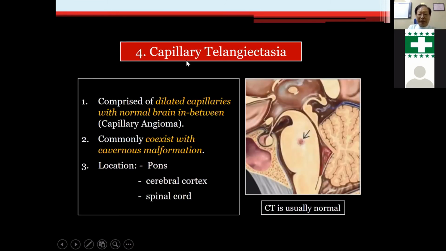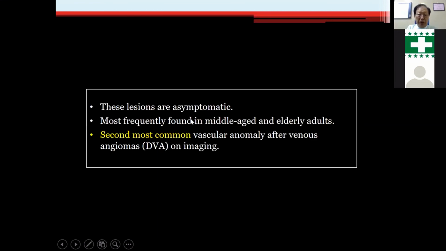Okay, and the fourth category is capillary telangiectasia. The name itself suggests that these are abnormally dilated capillaries with normal brain in between. The most common locations are the pons, the posterior fossa, and also the spinal cord. CT is usually normal. They are asymptomatic, in middle and elderly age. This is the second most common malformation.